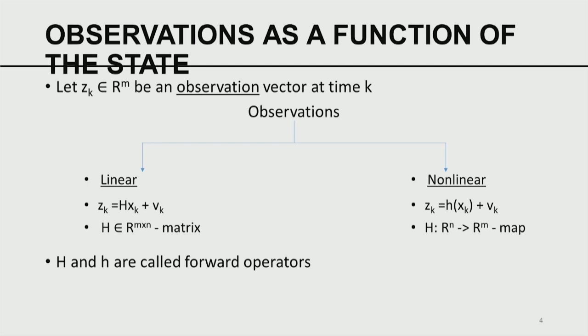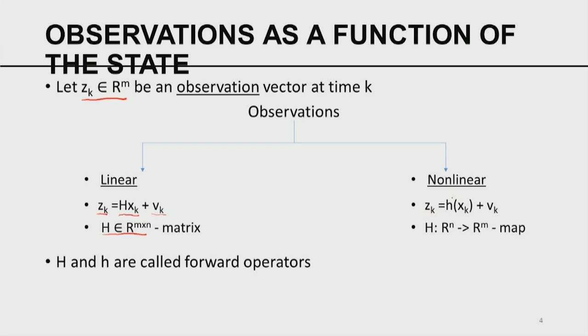Again, there are two cases to consider. The observation vector z is now a function of time. So in the static problem, we said z belongs to Rm. Now we say zk belongs to Rm. What is zk? zk is the observation at time k. So observation at time k may be a linear function of the state. Matrix H is an m by n matrix, but observations are now assumed to be corrupted by noise. vk is called the observation noise. So this is the case of linear observation, or the observations are linear functions of the state.